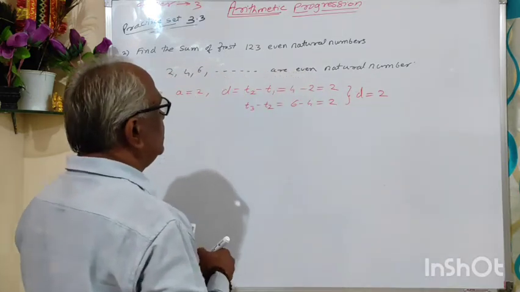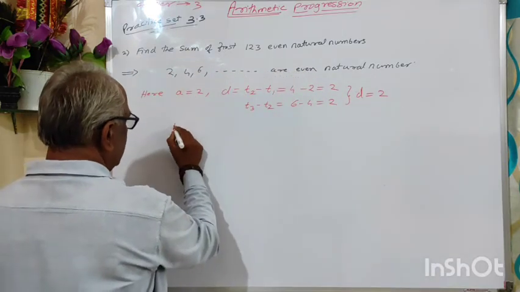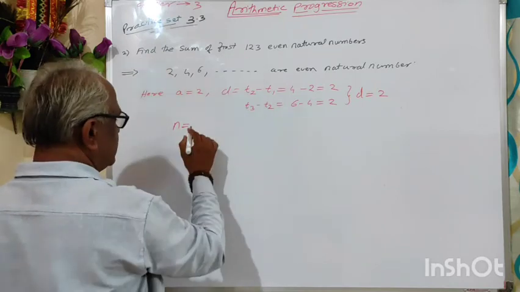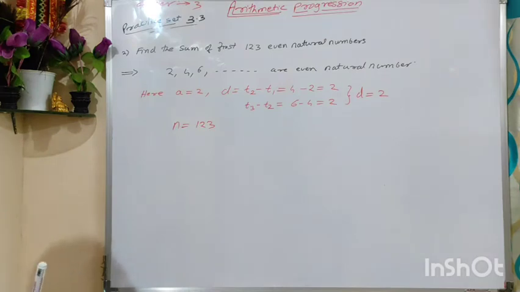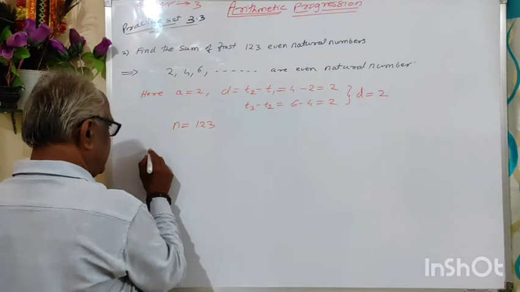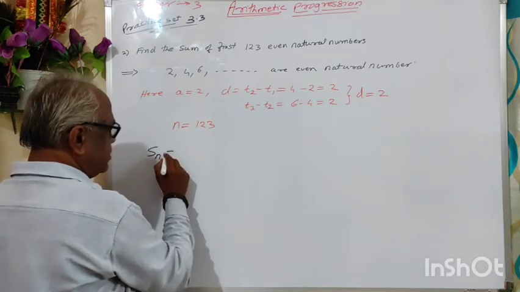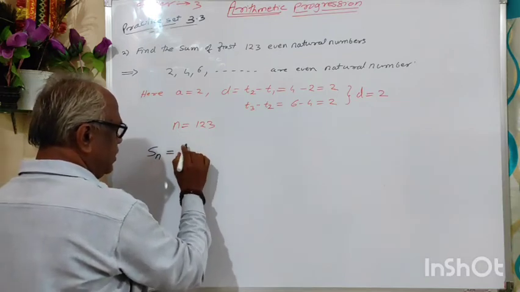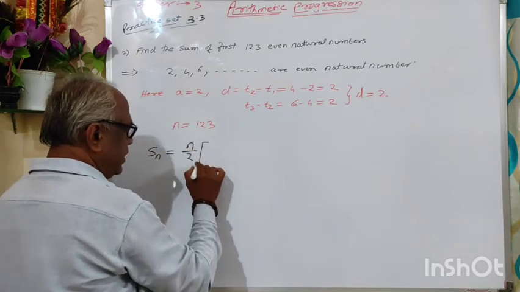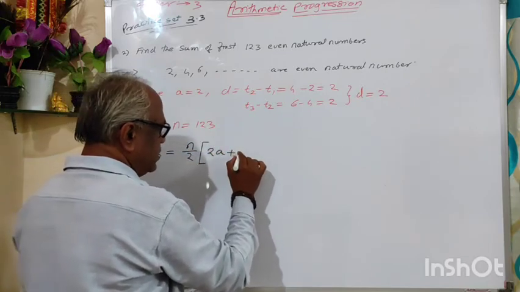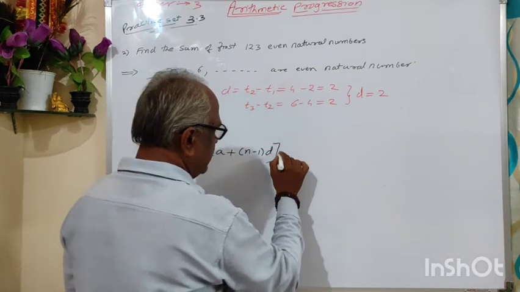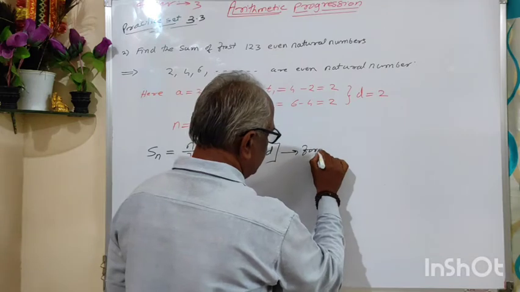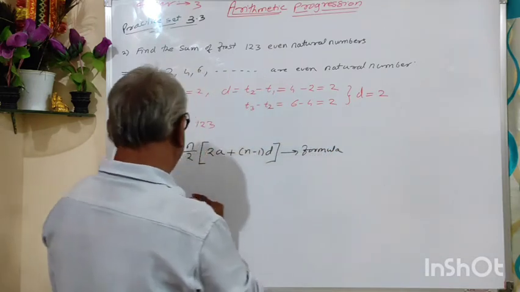Now n is equal to 123, as we are finding the sum of the first 123 even natural numbers. So here Sn, we know the formula now. Sn is equal to n upon 2 into bracket 2a plus n minus 1 into d. This is our formula. Now put the values.